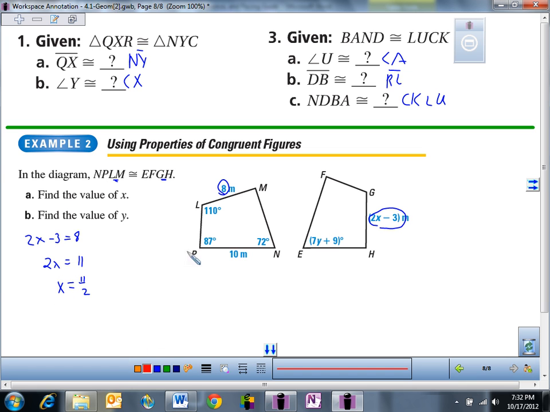Then we have to find our y. So y matches with angle E, so that's the first one. Then we're looking at angle N, so this and that. So we have 7y plus 9 equals 72. So 7y equals 63. So our y is equal to 9. So y is 9 and x is 11 halves.